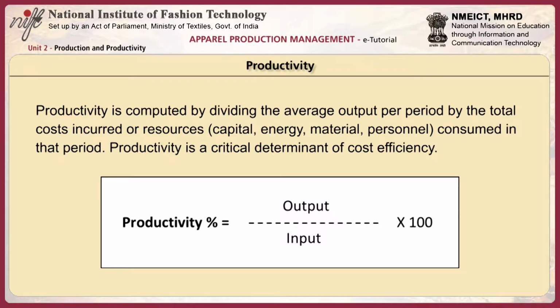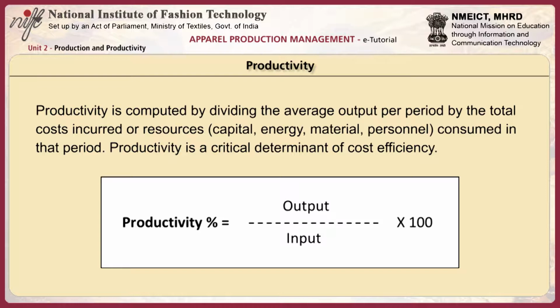Productivity is computed by dividing average output per period by the total costs incurred or resources, which would include capital, energy, material or personnel consumed in that period. Productivity is a critical determinant of cost efficiency. The formula for productivity percentage is output divided by input into 100.